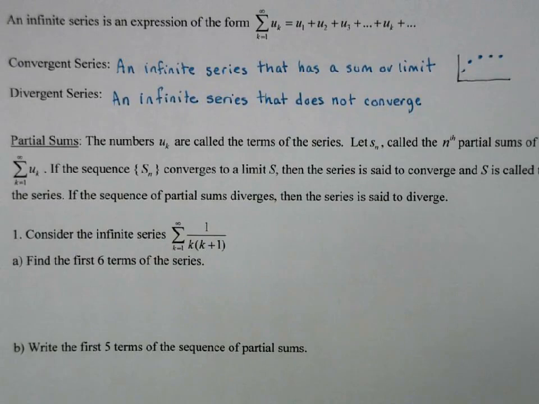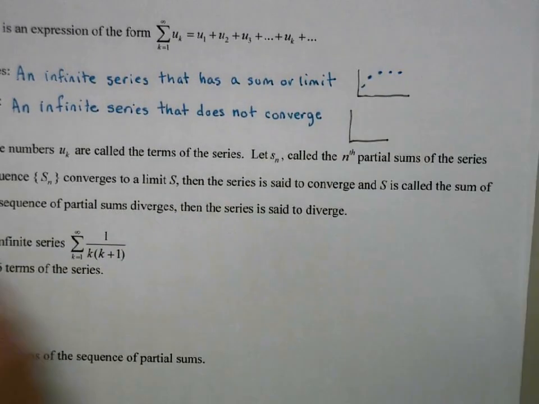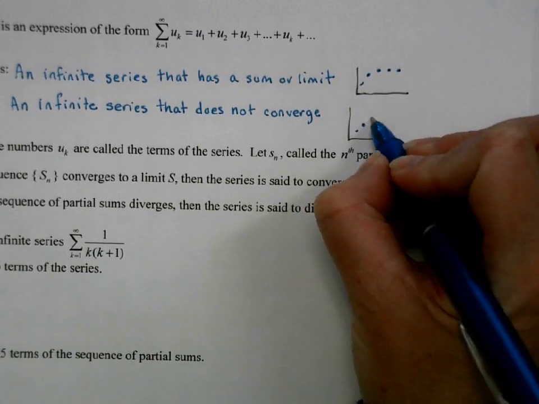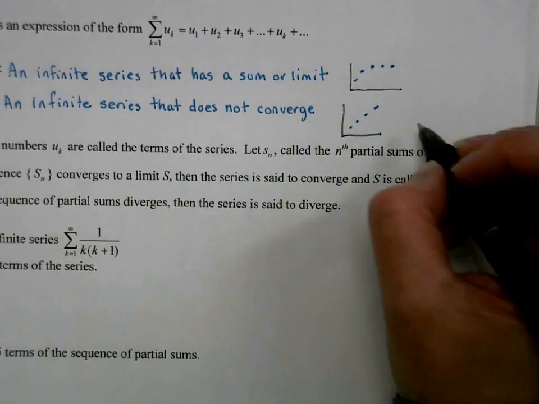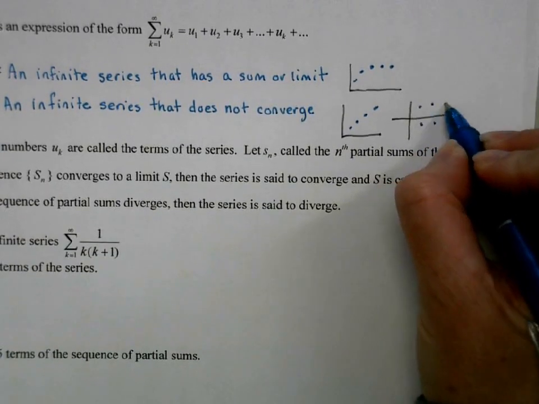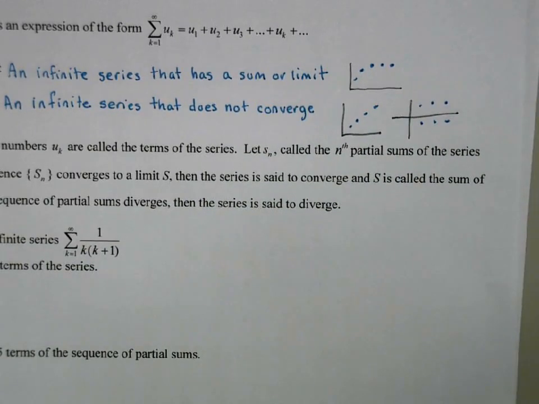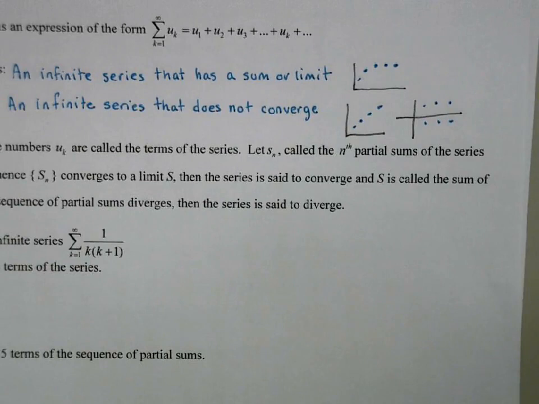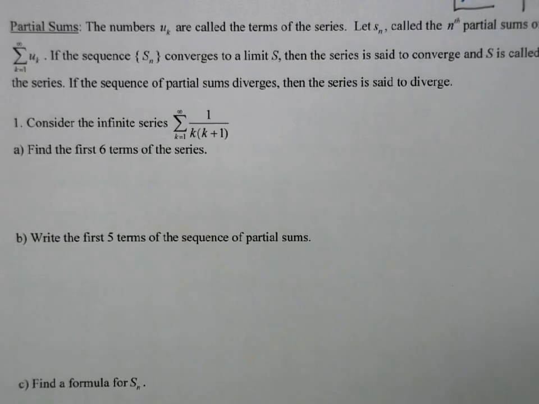On the other side of it, if it does not have a sum or a limit, we consider that to be a divergent series. Graphically, that can look a couple of different ways. We could have a series with partial sums that just keep increasing or keep decreasing. It's not going to hit a limit. We can have one that just keeps bouncing around. If it's not approaching one value, we consider that to be divergent. That's what we're going to be looking at over the next couple weeks: whether a series is convergent or divergent.